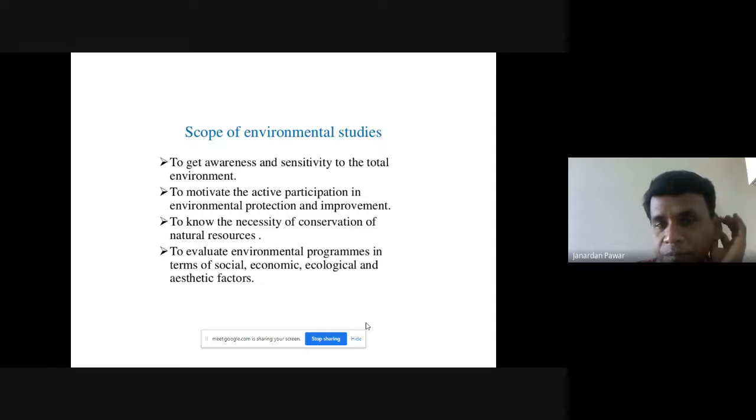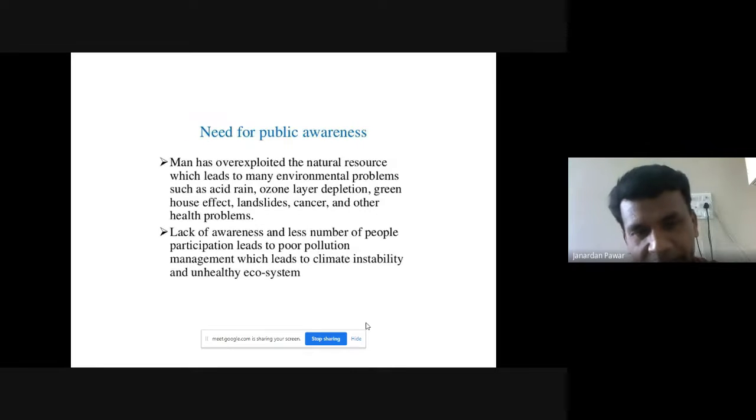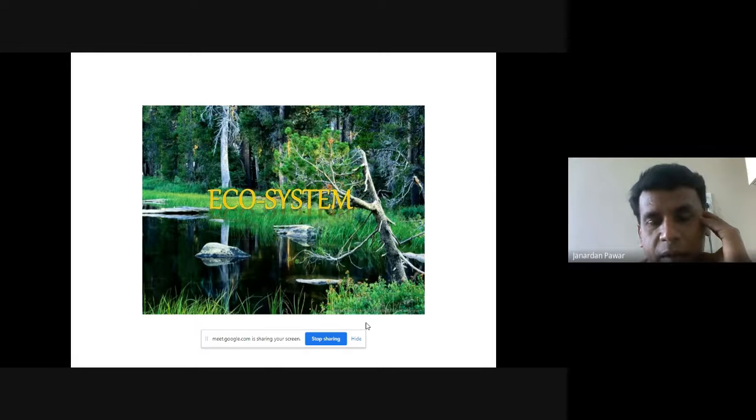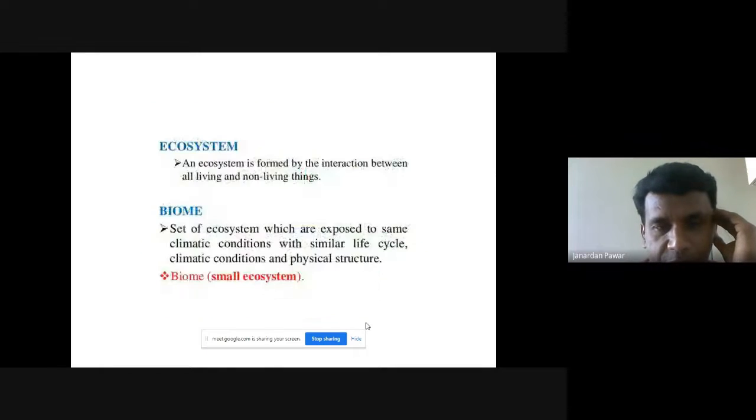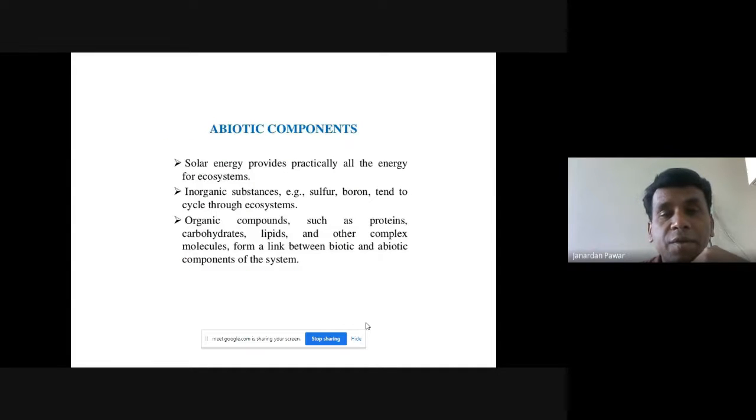Moving on to the next one. Here, I think we have seen the scope of environment studies. I think in the past 3 lectures also, we focused on this. Then the need of public awareness we have seen. And I was about to start this ecosystem, and I think I have started this one. I told you the meaning of ecosystem. Even I told you the concept of biome, and biome is nothing but what? A small ecosystem that we have around us. That also we have seen. I think biotic components also we have seen, if I'm not wrong. Am I right or wrong?